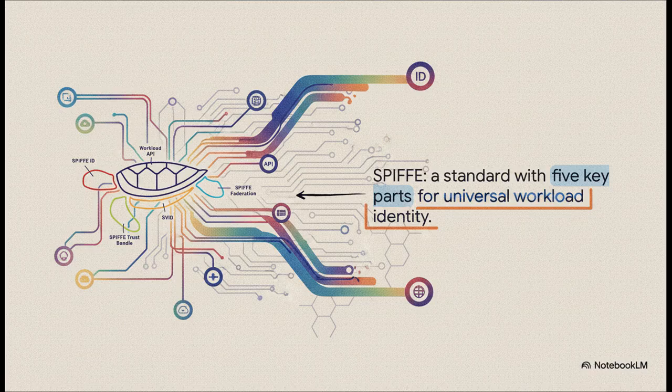So how does it all work? Well, you can think of SPIFFE as a universal language for workload identity. It's built on a few key concepts that all work together. You have the SPIFFE ID, the trust domain, the SVID, the workload API, and federation. Together, they create this really robust and complete system.